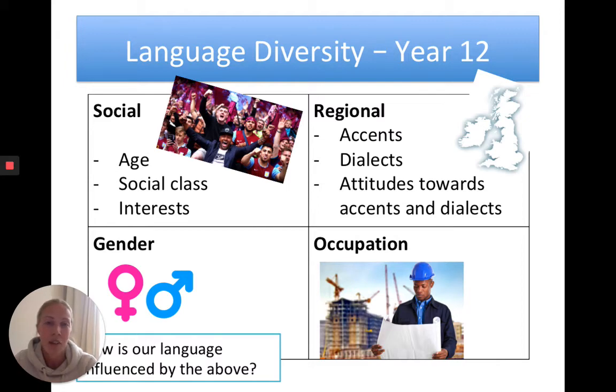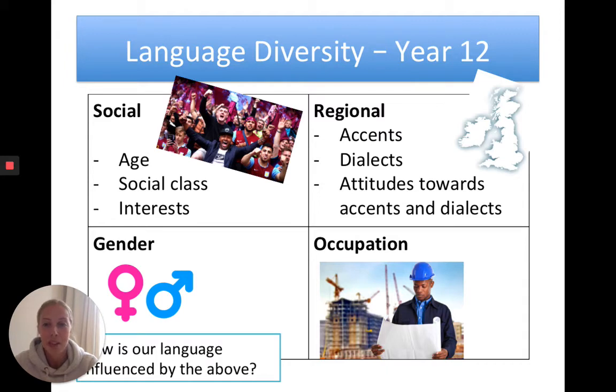Then moving on, one of my favourite topics to teach is region, and that's the study of accents and dialects across the UK. And what we do here is we think about the sounds that are distributed and the words that are used in different parts of the UK, but we also think about some of the attitudes towards these accents and dialects and some of the stereotypes as well that are associated with different regional accents.